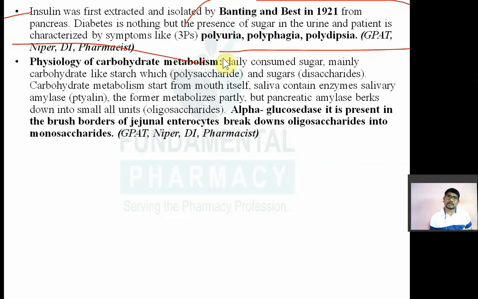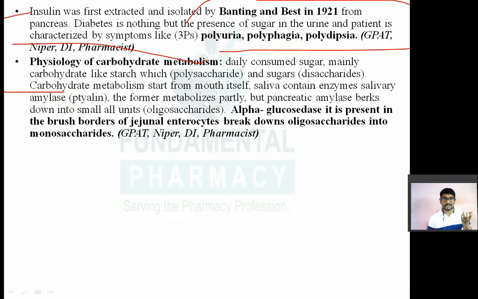Physiology of carbohydrate metabolism. Whatever carbohydrate you are taking in your diet, you are consuming daily carbohydrate in the form of starch. In the form of starch, you are eating rotis, chapatis, and whatever. All these consist of starch. Starch is nothing but a polysaccharide. And you may eat sugars like disaccharide, sucrose, and all that. Carbohydrate metabolism starts from the mouth itself.